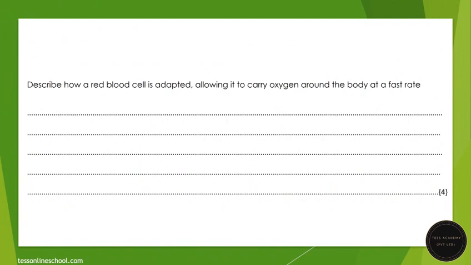The last question is an even longer question, and it requires you to use recall as well as some application. Describe how a red blood cell is adapted, allowing it to carry oxygen around the body at a fast rate. This is a 4-marker question, so remember to add 4 separate points. Have a go at it independently, and remember to check back for answers.